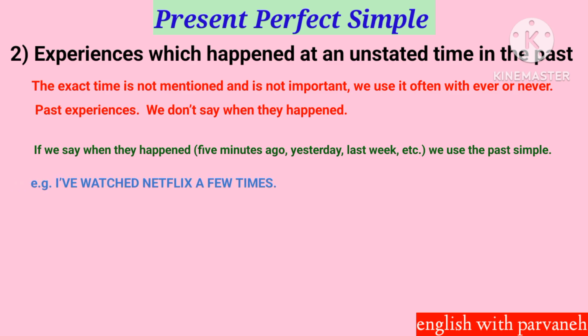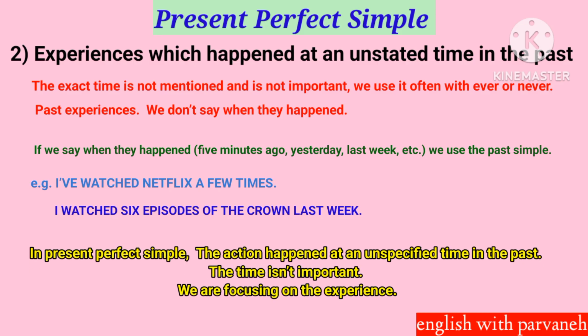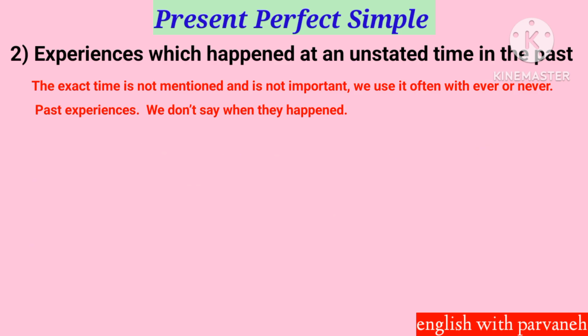For example, I watched Netflix a few times. I watched 6 episodes of The Crown last week. So in the present perfect simple, the action happened at an unspecified time in the past. The time isn't important and we are focusing on the experience. Look at these examples. Have you ever eaten crocodile meat? So we are focusing on the experience and the time is not specified.